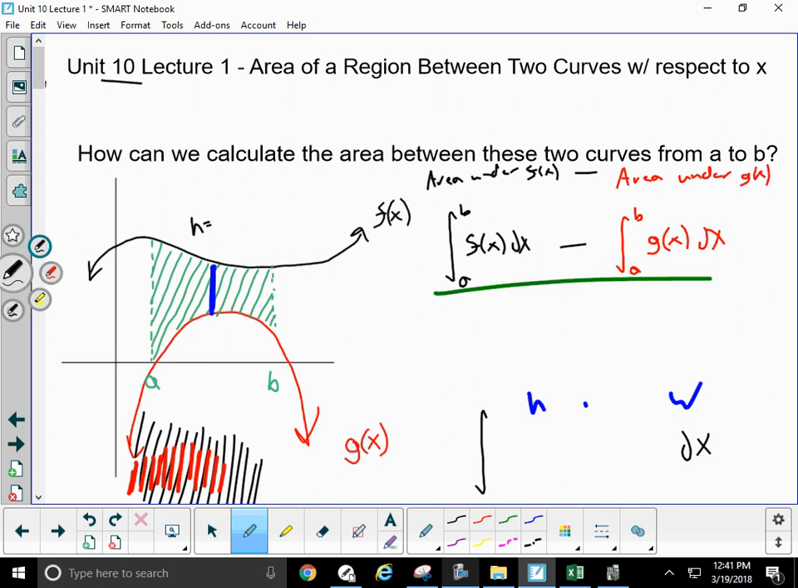But what could be an expression for the height of this blue rectangle? Now I'll give you two numbers maybe to work with. Let's say this y-coordinate, just at this location, we're not talking about in general, is 3. And let's say this y-coordinate here is 1. We know the height of this rectangle is 2.